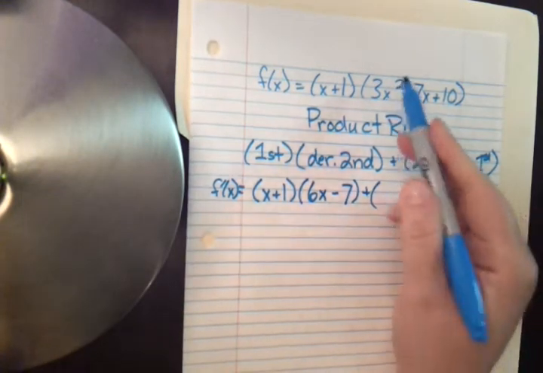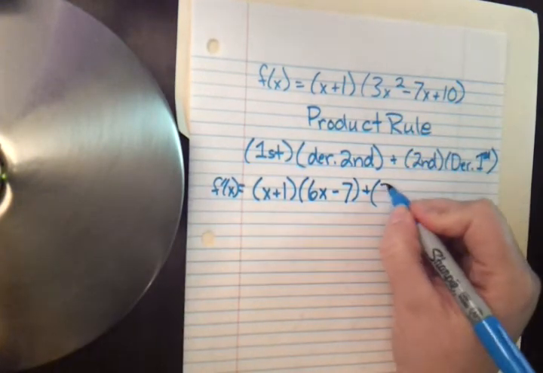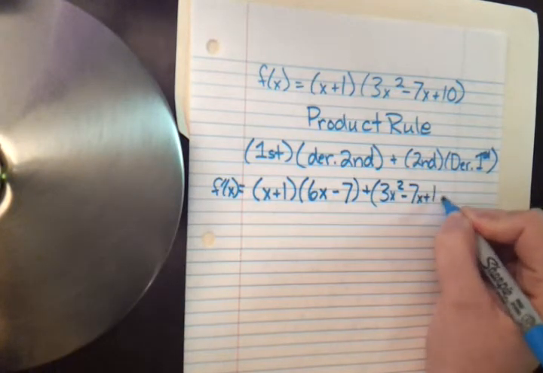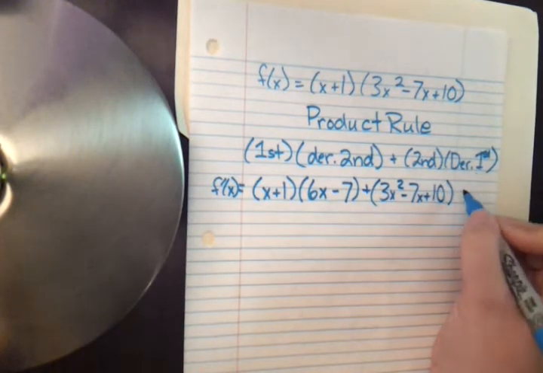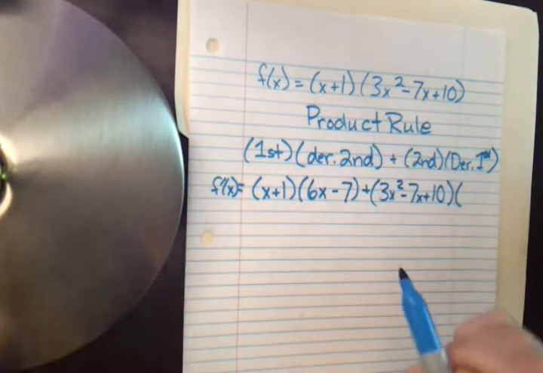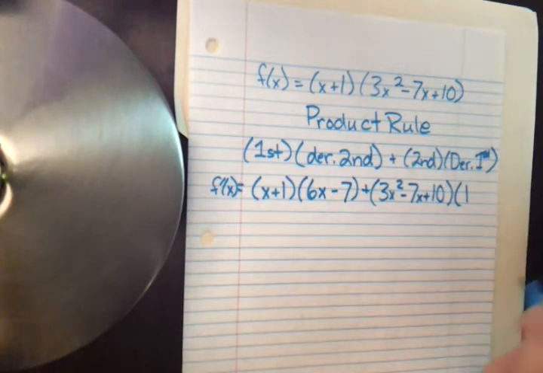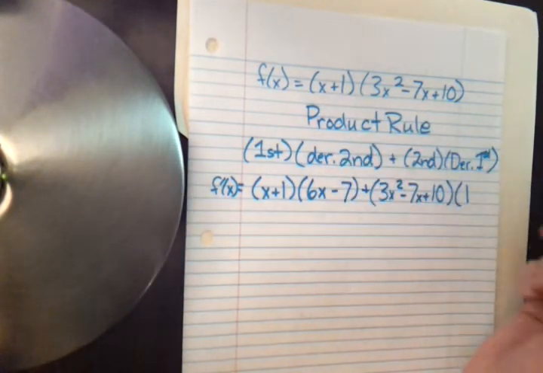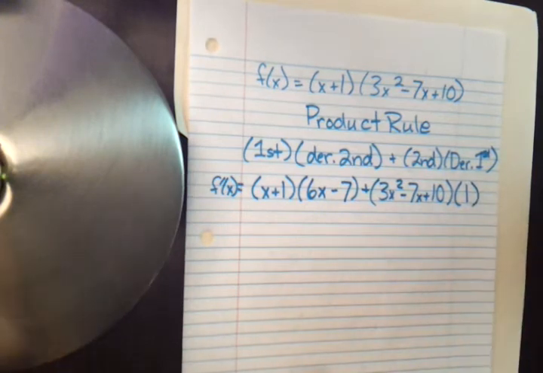Plus, well, now we need to write out the whole second function. That's 3x squared minus 7x plus 10, and multiply it times the derivative of the first. Well, we just have an x here. What's the derivative of x? That's 1. And what's the derivative of a constant? Well, the constant rule says that's 0, so we're just multiplying by 1.